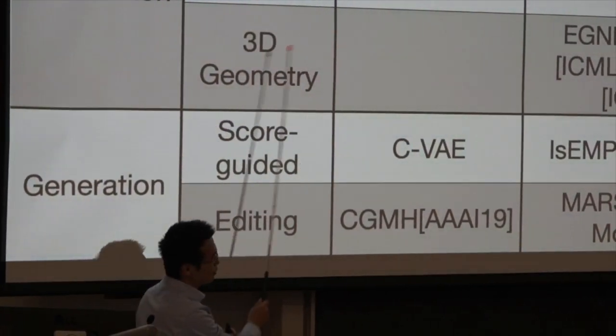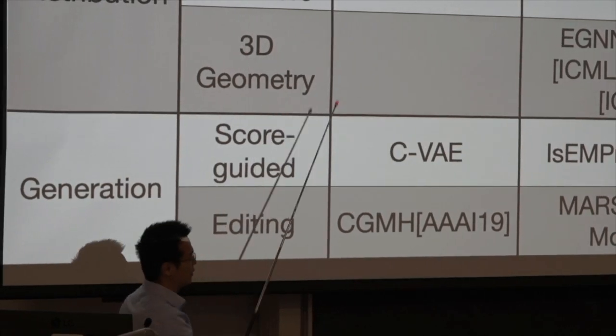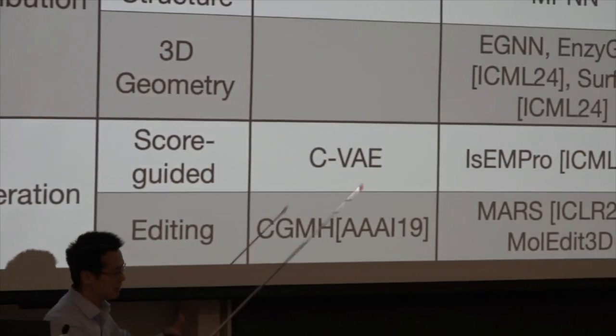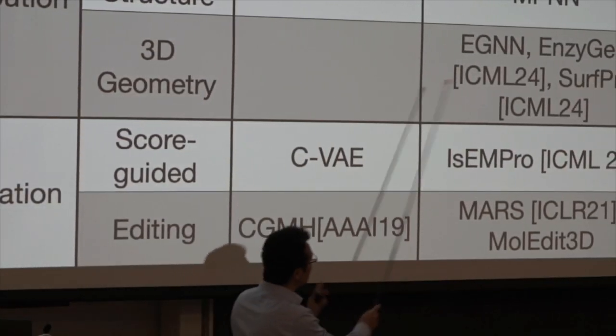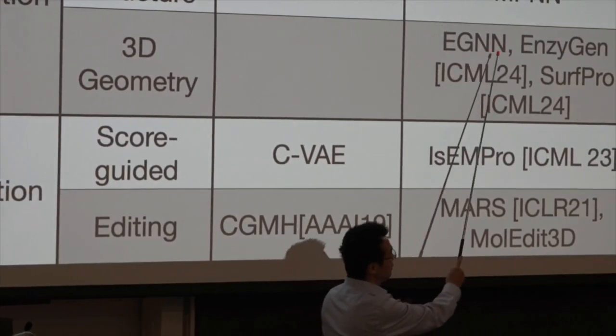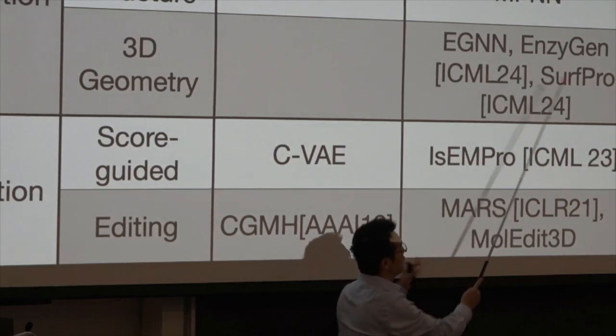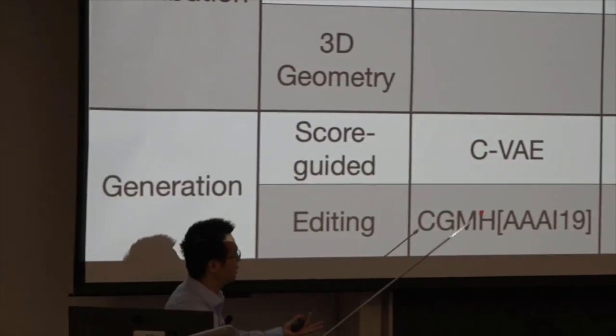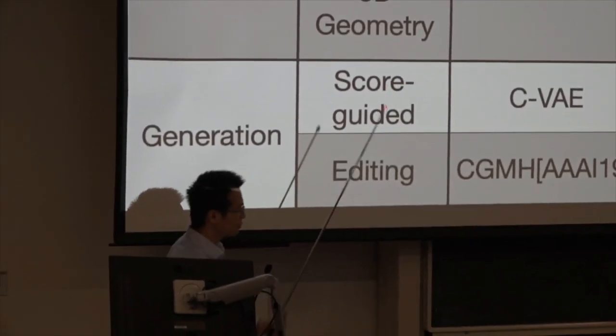For 3D geometry, for a continuous structure, we don't have anything for language. That's different. So for that purpose, for molecules, we have EGNN, equivariant neural network. We have Enzyme, we have Pro. All of these take care of the 3D geometries.